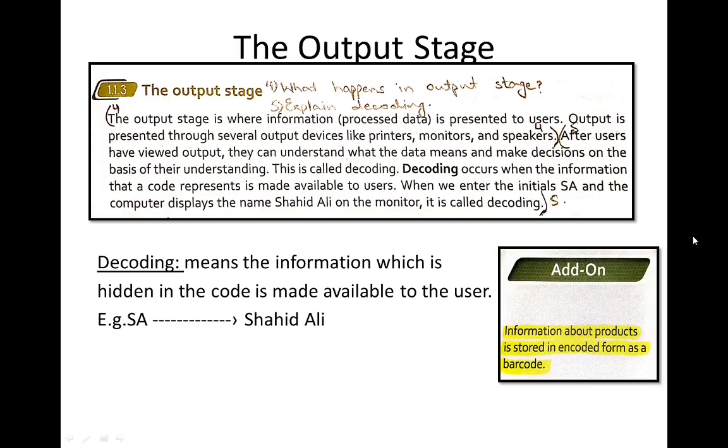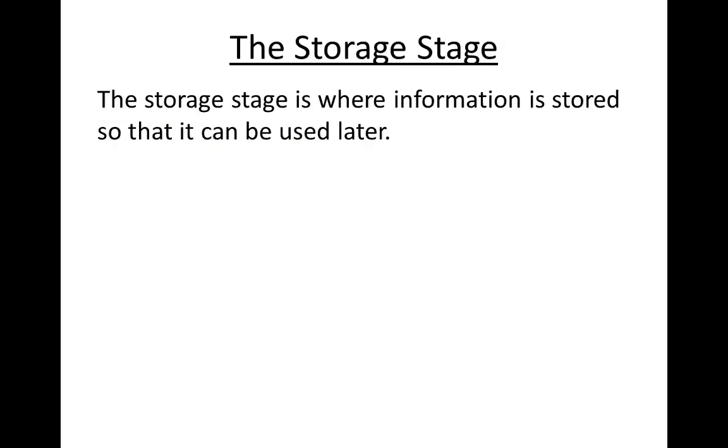Students, all of you know that add-ons are very important. You can see on page number 5, there is an add-on, which is information about products is stored in encoded form as a barcode. I have explained this to you. Now the fourth stage, which is very important, is the storage stage. The storage is where information is stored so that it can be used later.